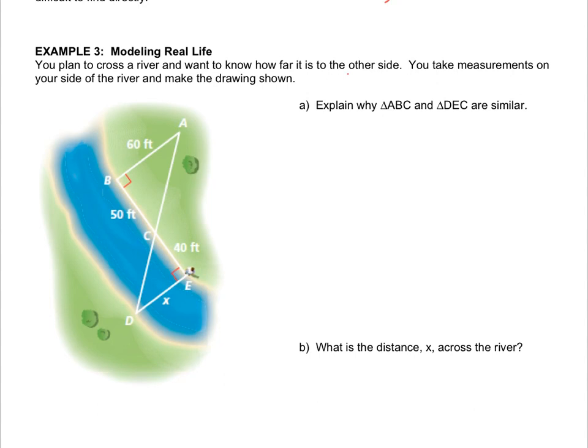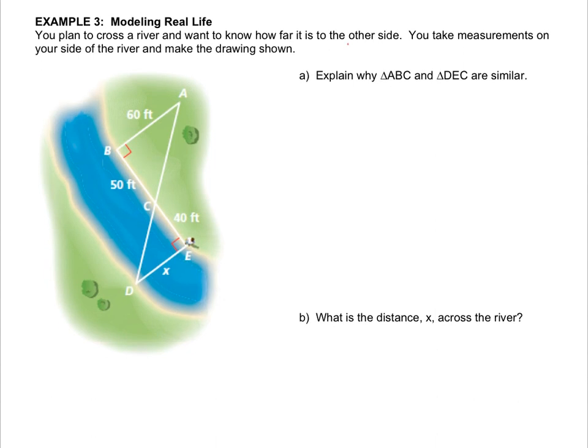You take measurements on your side of the river and you make the drawing shown below. So they're telling us that we have to explain why the two triangles are similar. So that must mean that since they already know that they're similar, they must have two angles that are the same. And if you look at the picture, you can see that they both have a 90-degree angle right here. So that's one angle that they both have in common. So we have to figure out where the other angle is. And the other angle is this vertical angle. These right here are vertical angles.